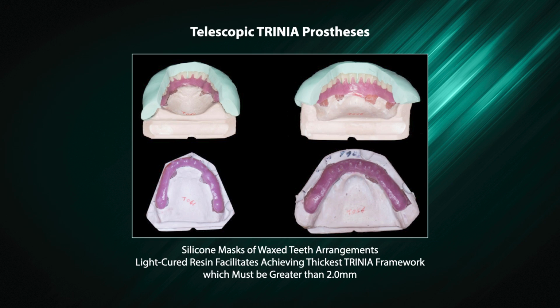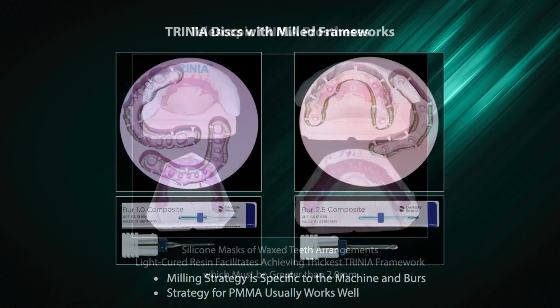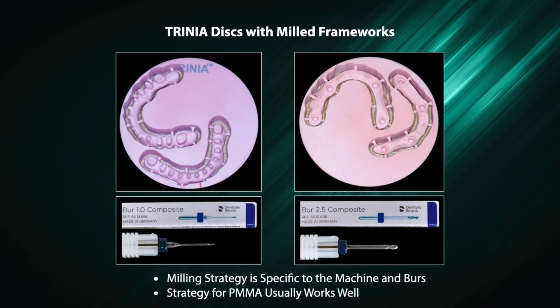Silicone masks of waxed teeth arrangements. Light cured resin facilitates achieving the thickest TRINIA framework, which must be greater than 2.0 millimeters. TRINIA discs with milled frameworks. Milling strategy is specific to both the machine and burrs. Strategy for PMMA usually works well.